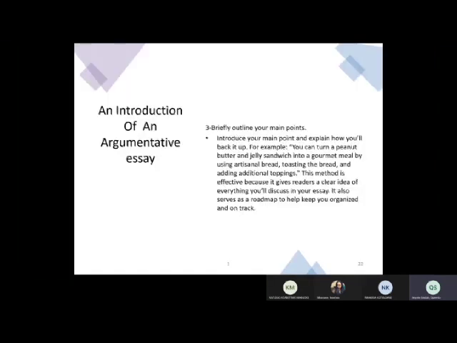So thirdly, briefly outline your points, right? So introduce your main point and explain how you will back it up. So for example, you can turn a peanut butter and jelly sandwich into a gourmet meal by using artisanal bread, toasting bread, and additional toppings. So these three things now will form the three different parts of your essay. So it will help you organize your essay.